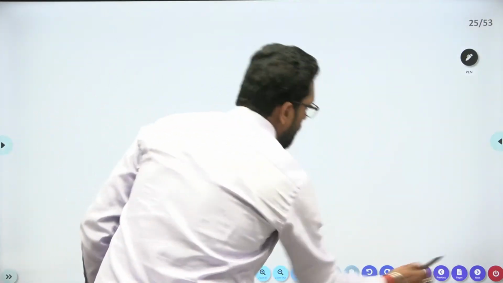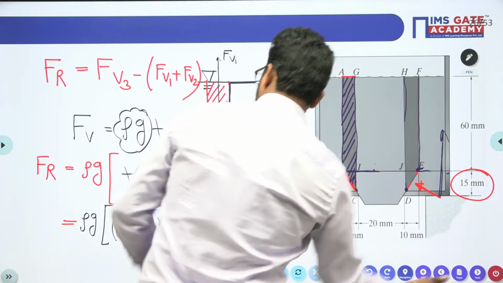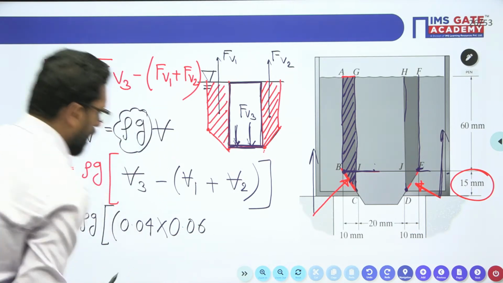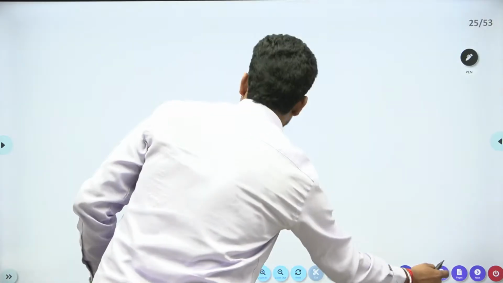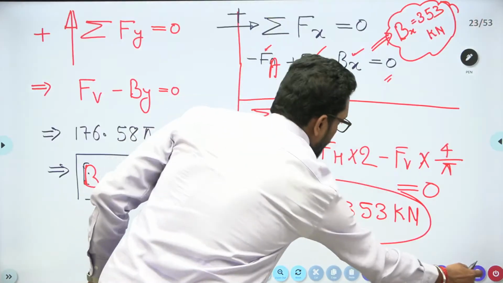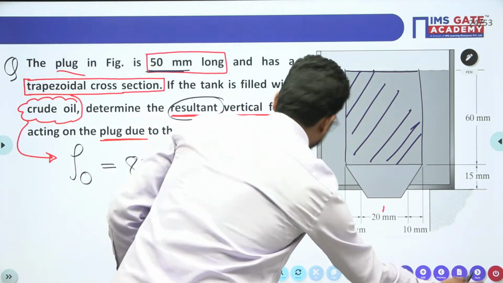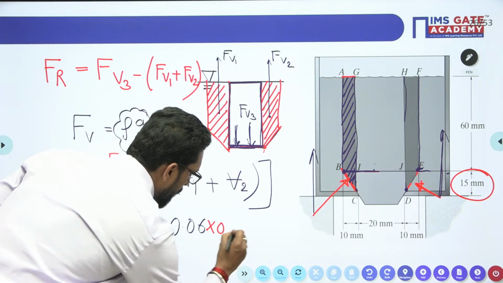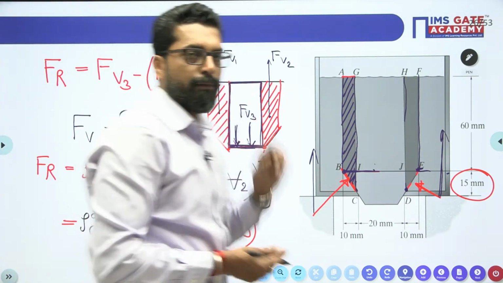Okay. Now this is your 60 mm. Now beta, one second. So this is your 0.06. Okay. Now what is the depth? The depth is 50 mm. So 0.04, 0.06, 0.05. So this is the volume of this rectangular portion.